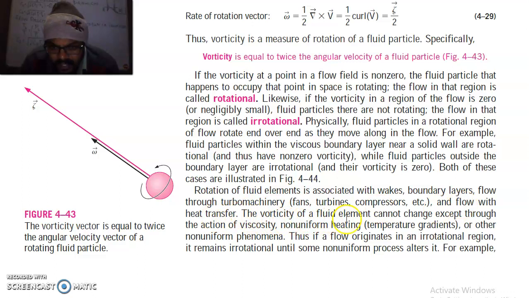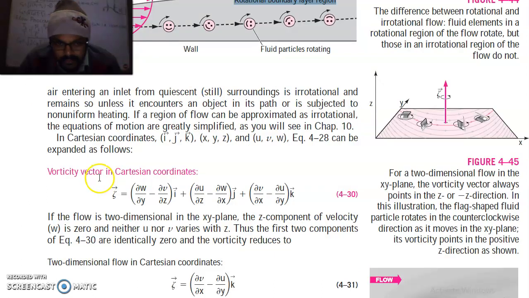The vorticity of a fluid element cannot change except through the action of viscosity, non-uniform heating, or other non-uniform phenomena. Thus, if a flow originates in an irrotational region, it remains irrotational until some non-uniform process alters it. So the vorticity vector in Cartesian coordinates is given by this value.